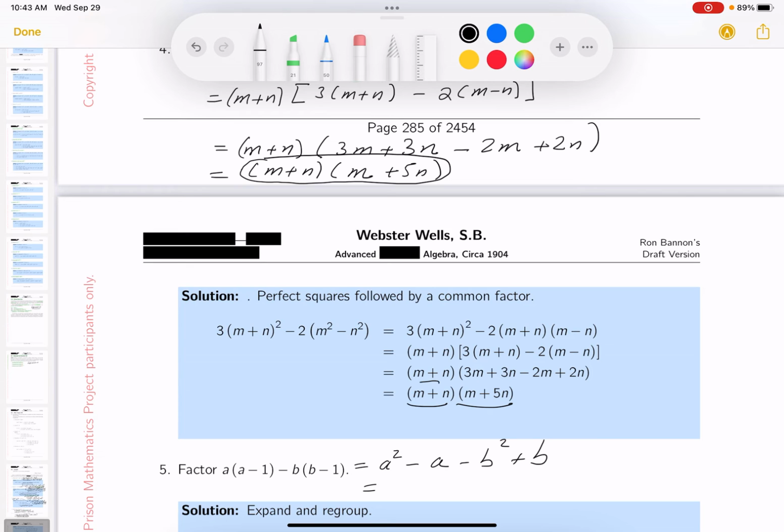So what I'm going to do is I'm going to rearrange the terms. A squared minus b squared. You may wonder why that is. I'm looking at a squared and b squared to kind of belong together. And last but not least, you got minus a plus b.